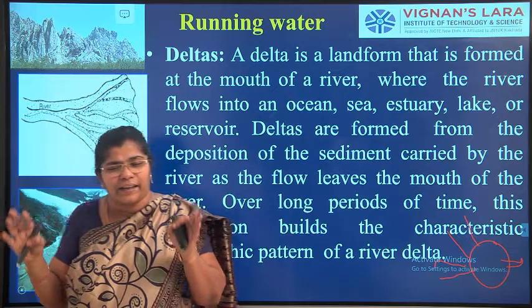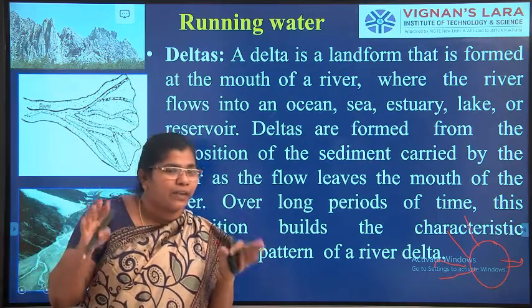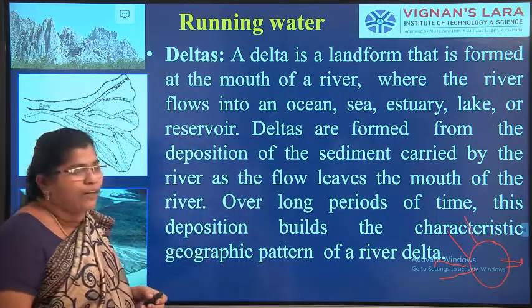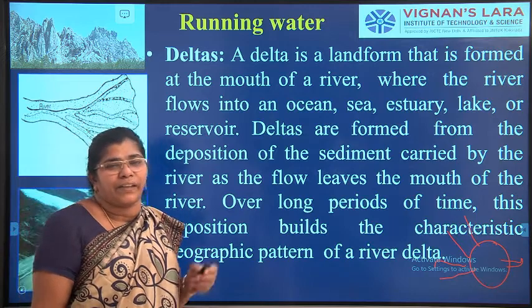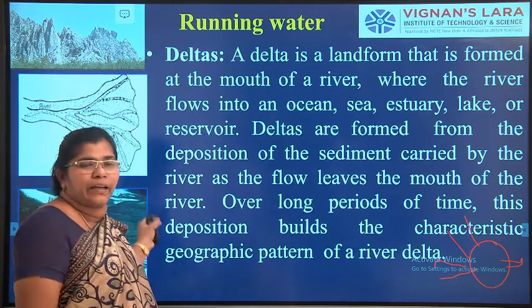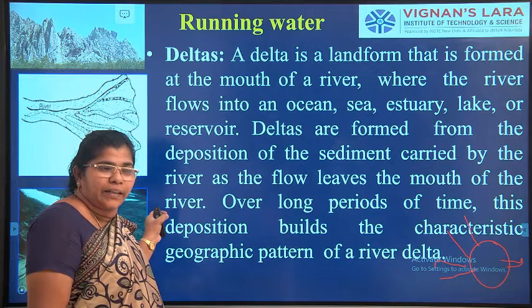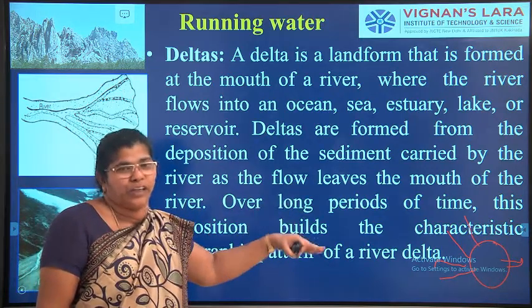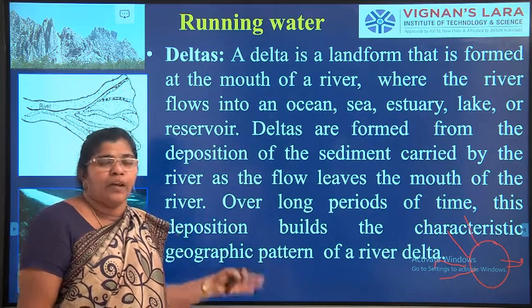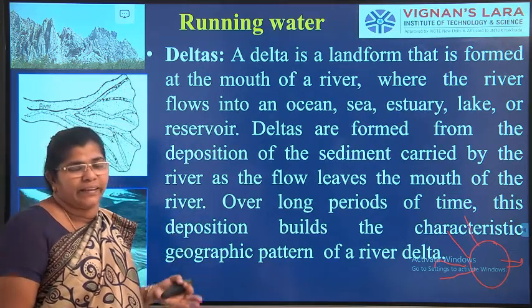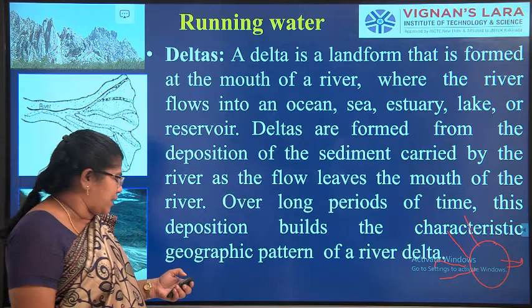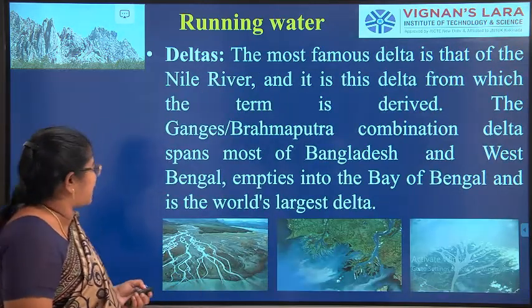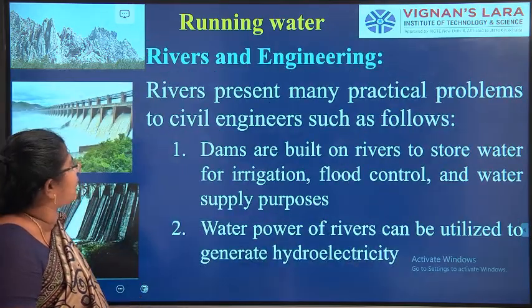So these deltaic regions will mostly have alluvial soil. Due to weathering action, the rock and soil particles that are weathered will again be taken into the sea or ocean and deposited there. Due to the organisms reacting, it will have different properties. That is the main thing. And I have already told you some things before about the deltas.